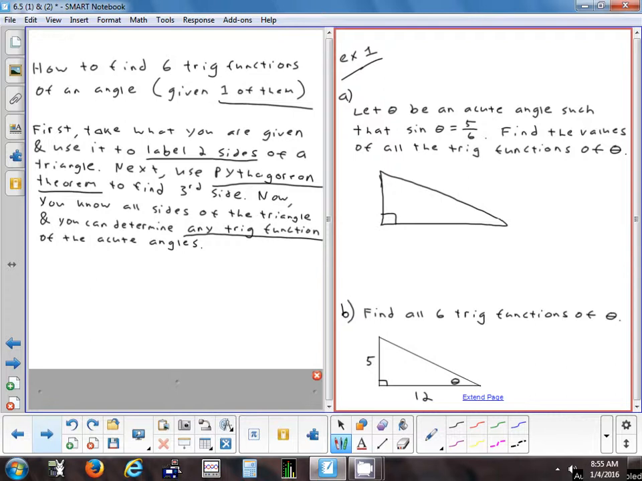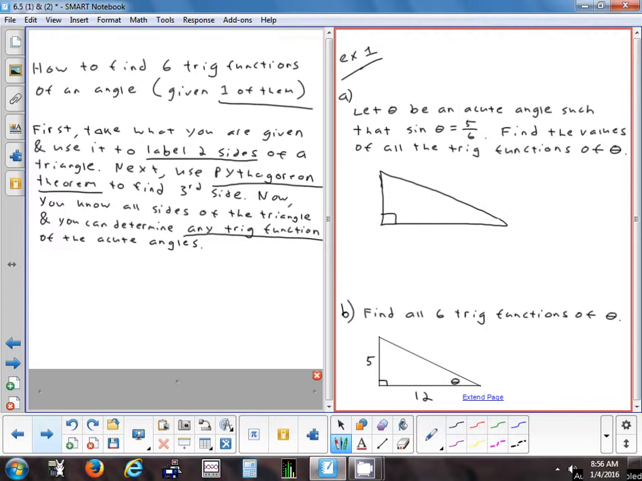Now, at this point, I can tell where hypotenuse is. That's always across from the 90. But what do I have to do to figure out where opposite is? Just looking at this top diagram, you couldn't say where opposite is yet. Opposite your 90 is always your hypotenuse. Okay, so that's the only side I know for sure right now.